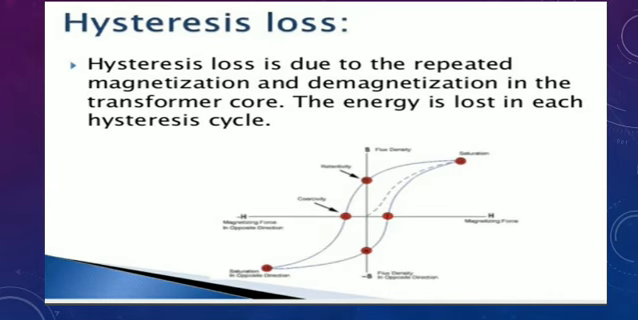Next, hysteresis loss. The hysteresis loss is due to the repeated magnetization and demagnetization in the transformer core. When current flows through the coil, the winding acts as a magnet. That is the magnetization process. After that, if you reduce the current, the magnetic field is reduced, and at that time the demagnetization process takes place. So the hysteresis loss only takes place due to magnetization and demagnetization in the core.